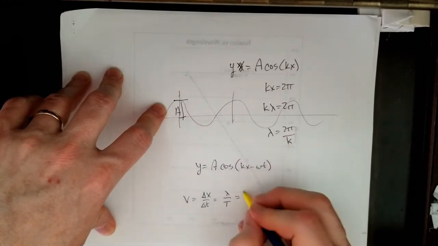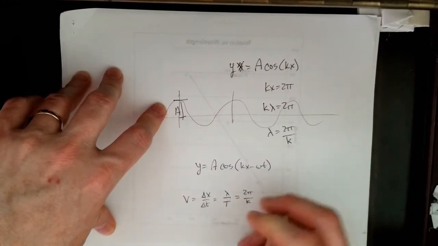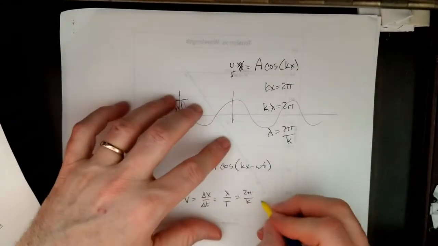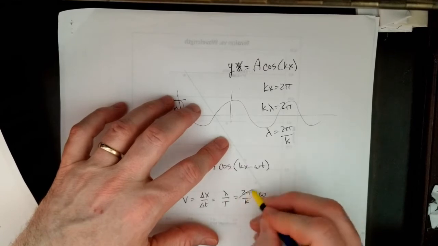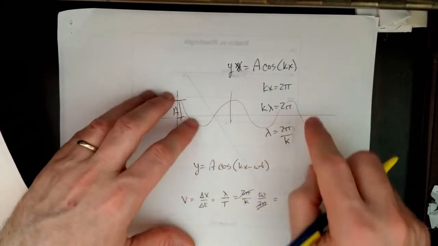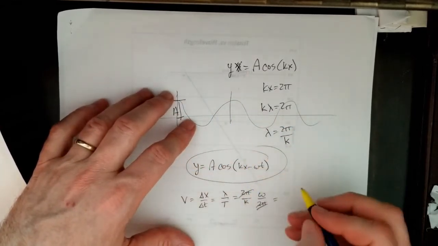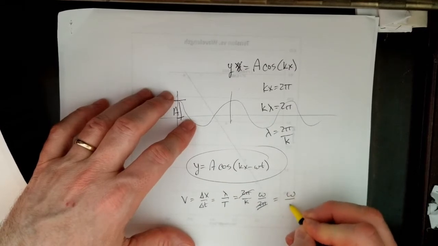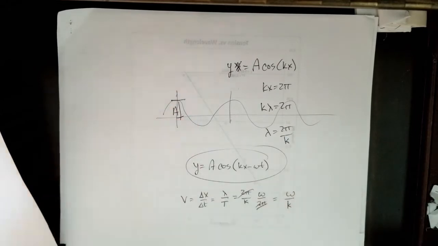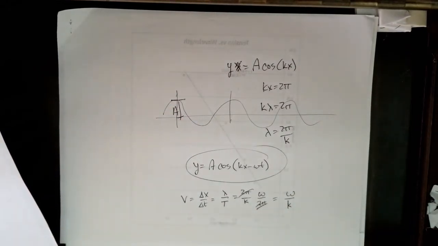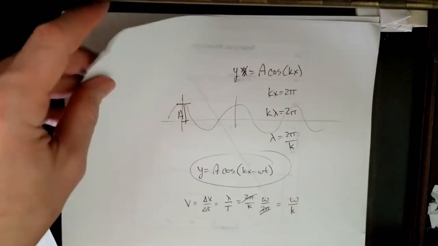But lambda is equal to 2 pi over k, and period is 2 pi over omega, so 1 over period is omega over 2 pi. So the speed of a wave that is described by this is equal to omega over k, the angular frequency divided by the wave number. And that will come into play in just a moment.